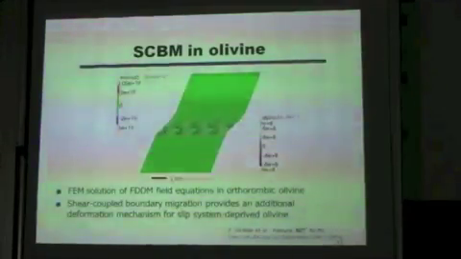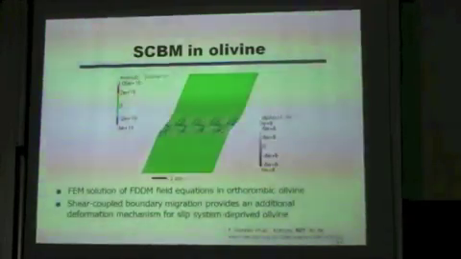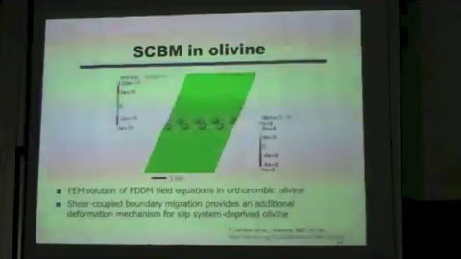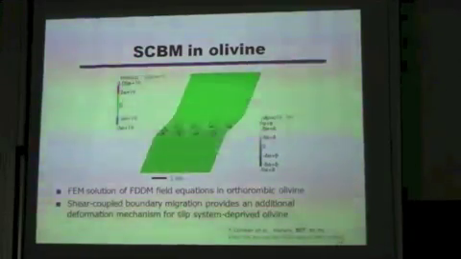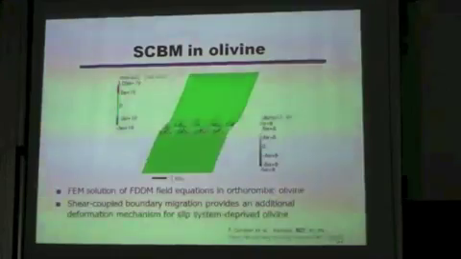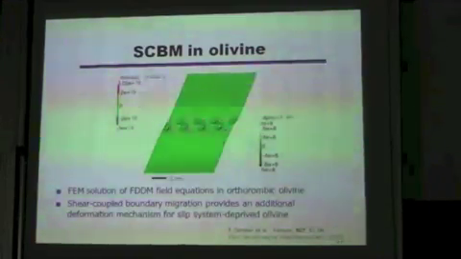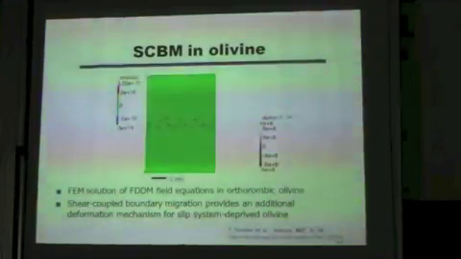So again, we have here only one misorientation. The fact is that the shear-coupled migration provides an additional deformation mechanism for olivine, and that's something that the geophysicists were longing for.